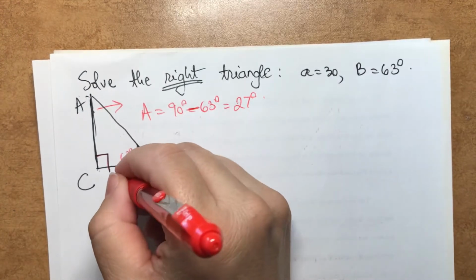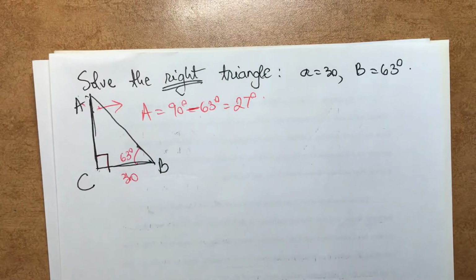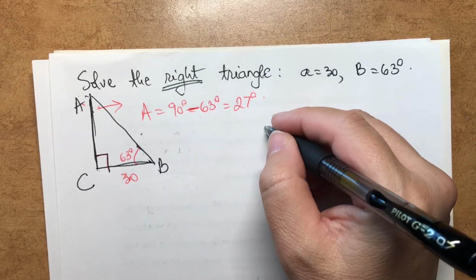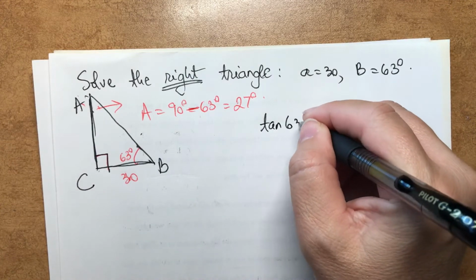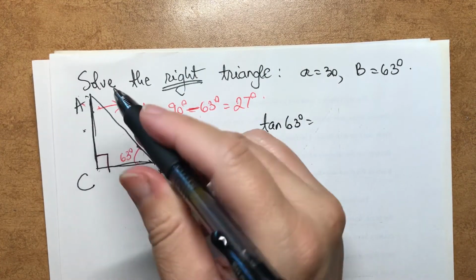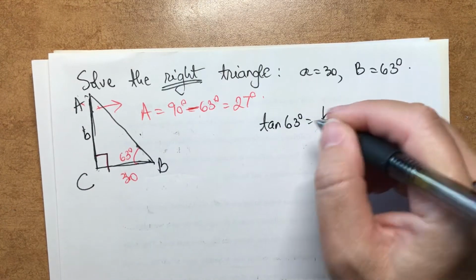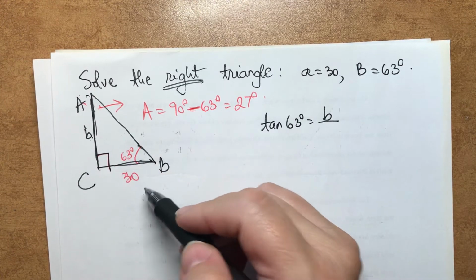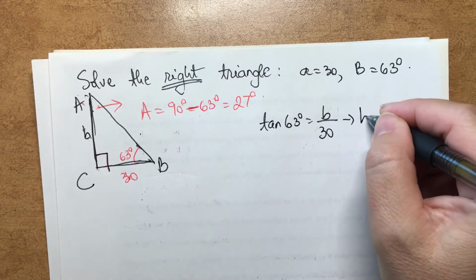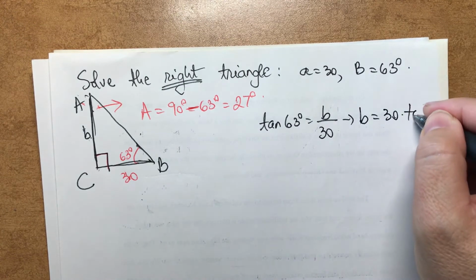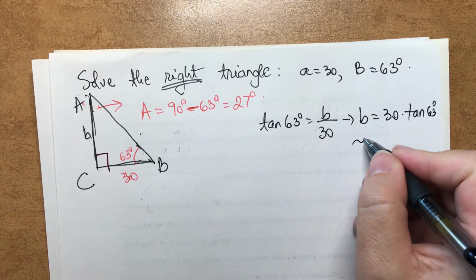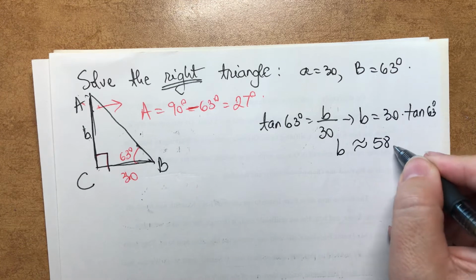What else do I know? I know side A, which is opposite to angle A, is going to be 30. So what can I use to find the rest? Let's just use tangent for fun. Tangent of 63 degrees, or angle B, is the opposite, which by the way is this side B. You can write AC for it too. So it's the opposite over adjacent, which is 30. So B is simply 30 times tangent of 63 degrees. That's going to be about 58.88.